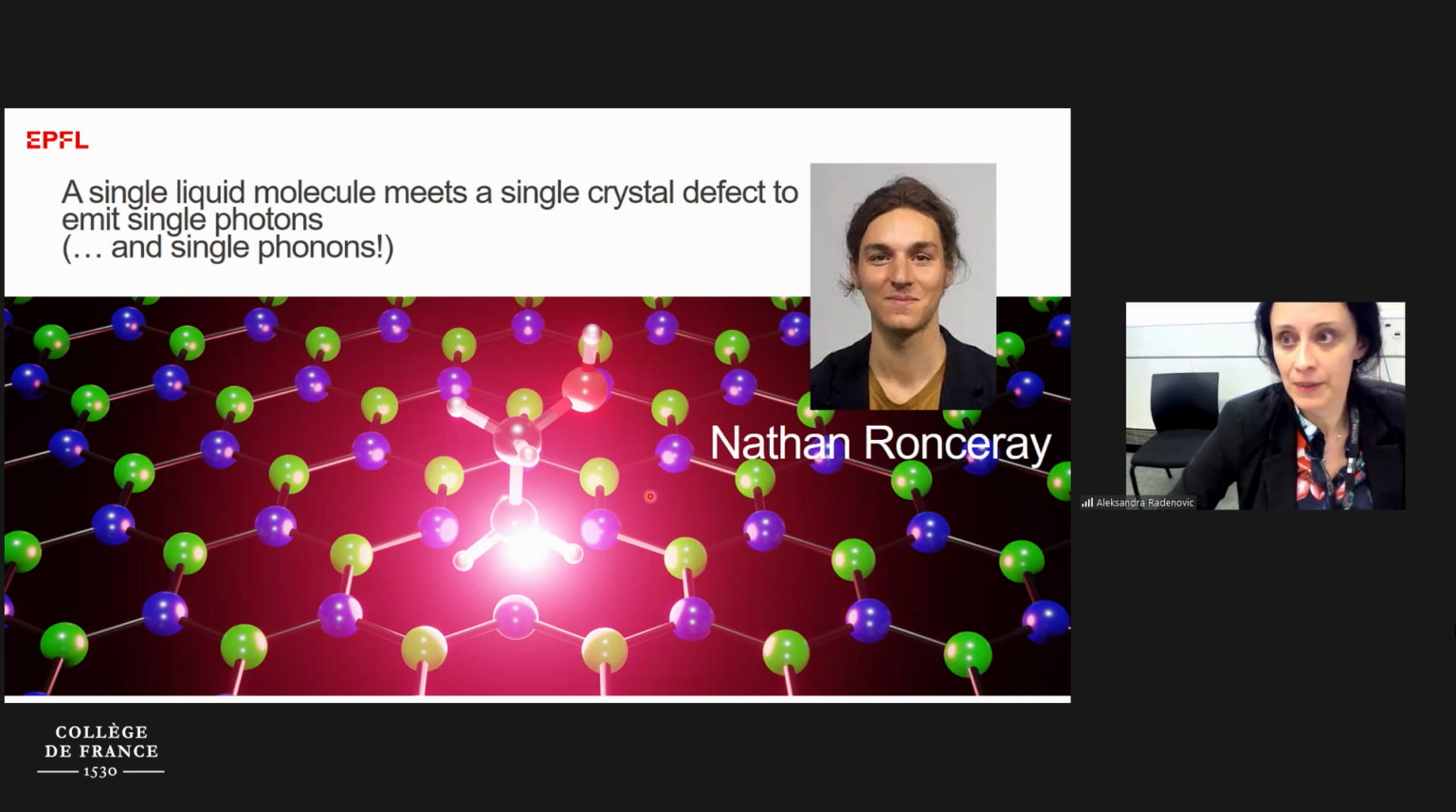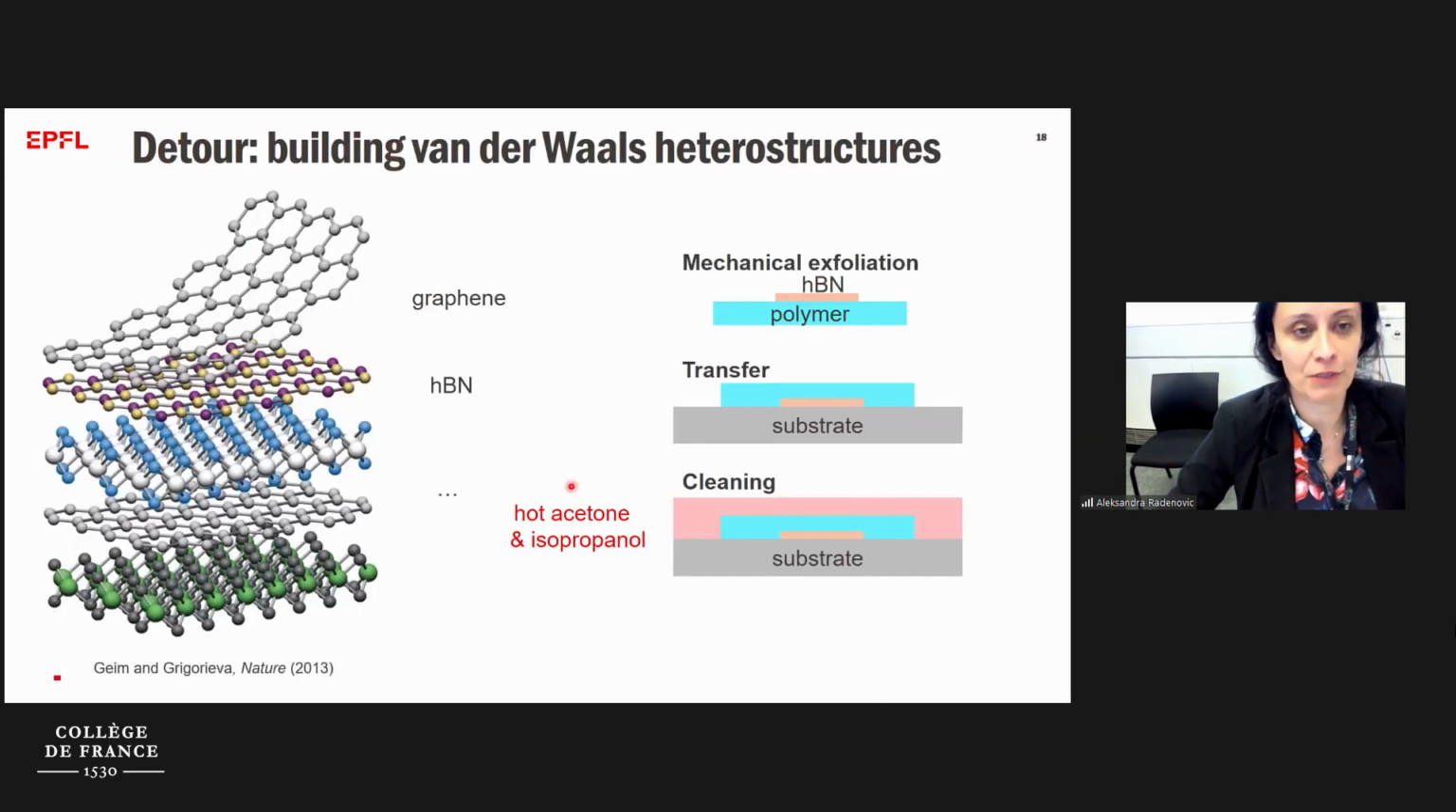Just a little detour, and just to motivate people who might want to do this experiment at home, and maybe you have done this experiment if you are assembling the angstrom slits. So in the process of any building of the van der Waals heterostructures, one needs to exfoliate the 2D materials and position them on a substrate. And in the process of the cleaning, very often organic molecules are used, such as hot acetone or isopropanol.